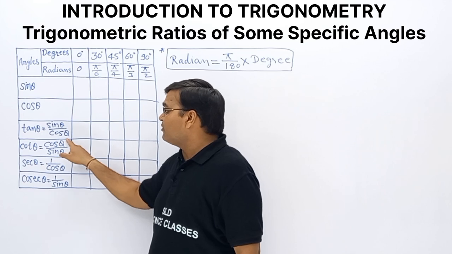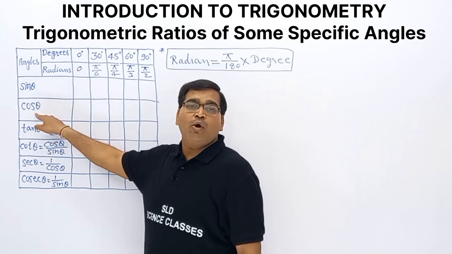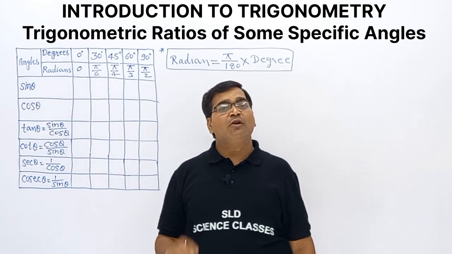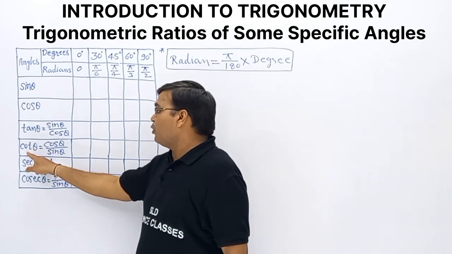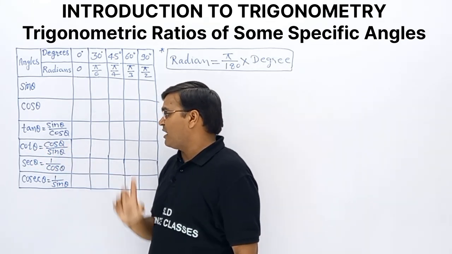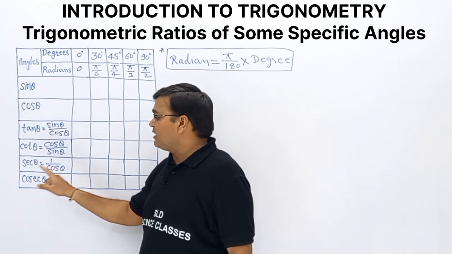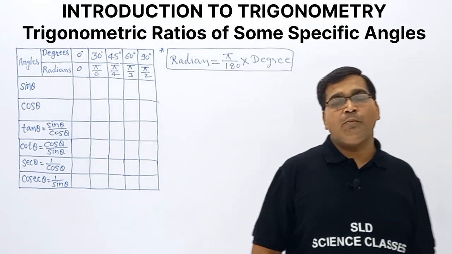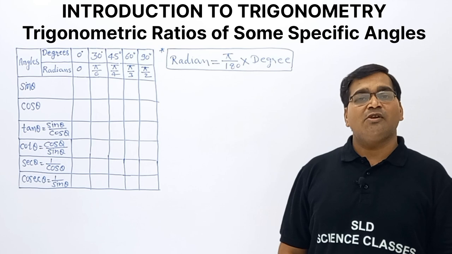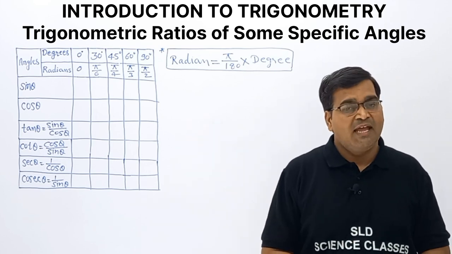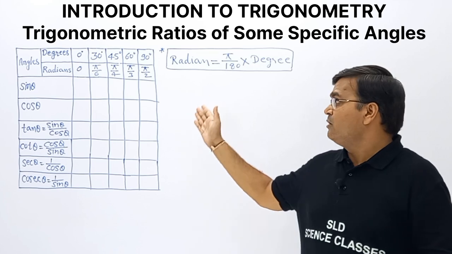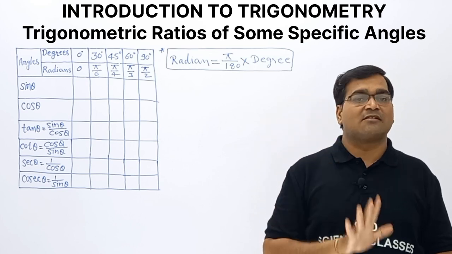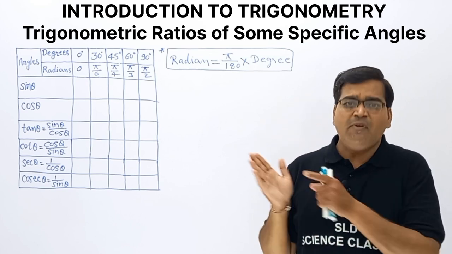So we can say another formula: sine theta upon cos theta is tangent theta, and the reciprocal of tangent theta is cot theta. So cot theta equals 1 upon tangent theta equals cos theta upon sine theta. And sec theta is the reciprocal of cos theta, and cosec theta equals 1 upon sine theta. Clear? From the introduction of trigonometry, we are studying all these formulas, and they are very important for finding the values of different trigonometric ratios at specific angles.